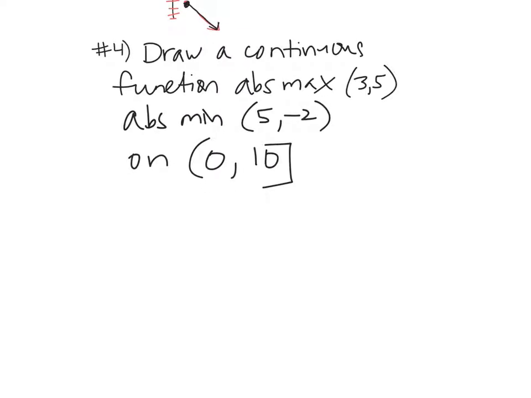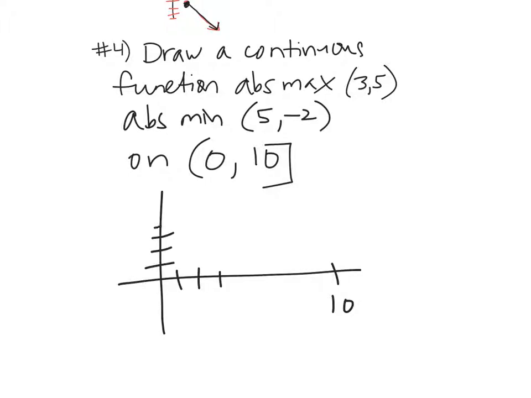All right, so what I would do is this. I would draw a graph 0 to 10. I would put a point at 3, 5. 1, 2, 3, 1, 2, 3, 4, 5. I would also put a point at 5, -2. And then you could just draw a boring old polynomial, right?